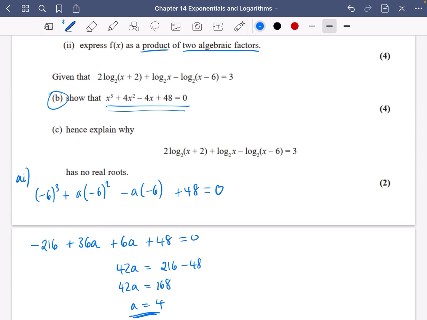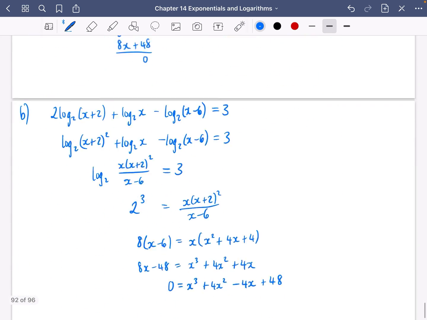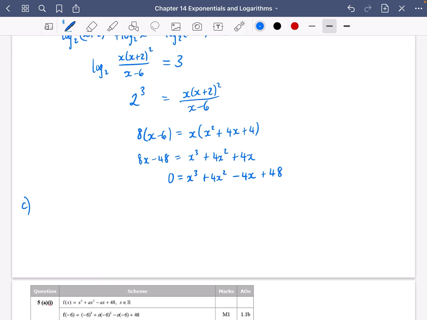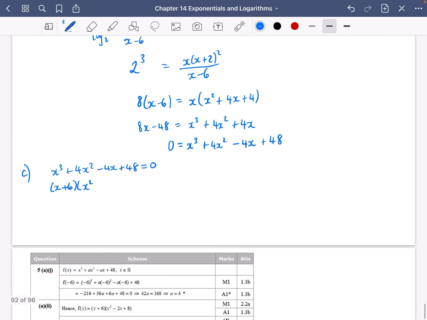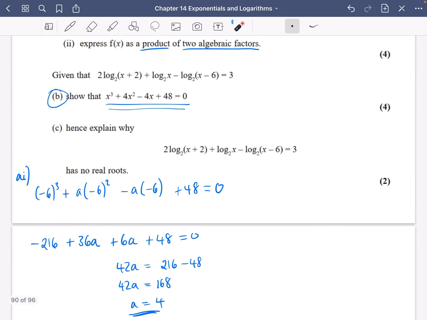And for part C, it says, hence explain why this has no real roots. Okay, so what we need to look at for this is we have got to try and combine everything together. So we know that x cubed plus 4x squared minus 4x plus 48 equals 0. We know this can be written as (x plus 6), and then what did we get from earlier on? (x squared minus 2x plus 8). So we need to try and actually solve this equation, because if we solve this equation here, we're hoping to show it's got no real roots.